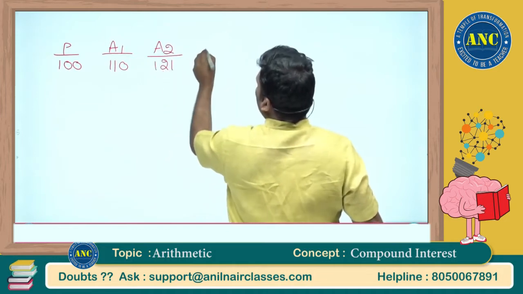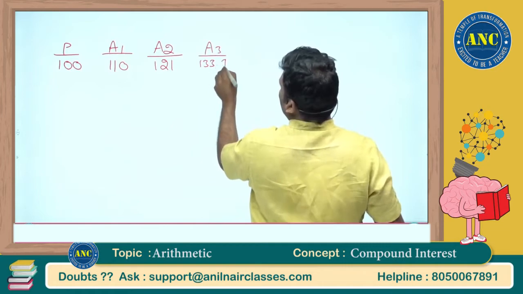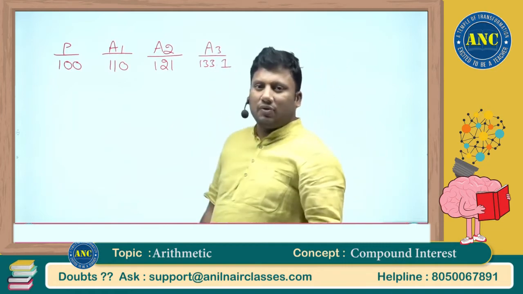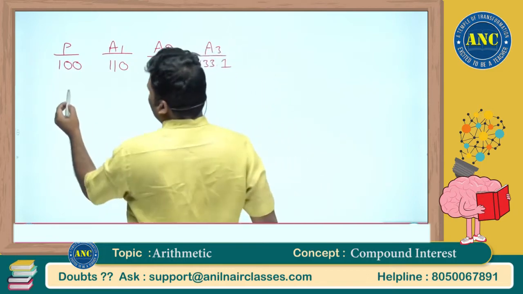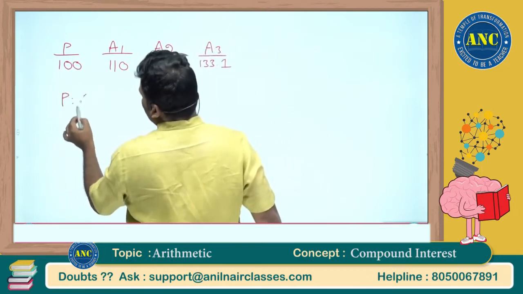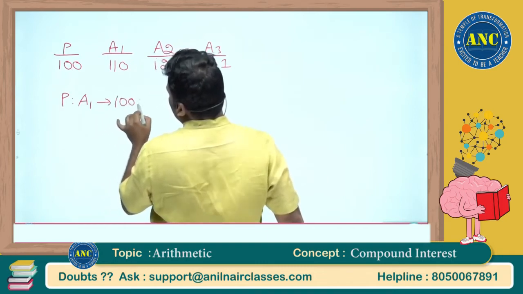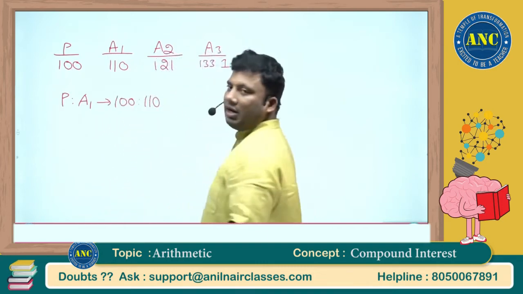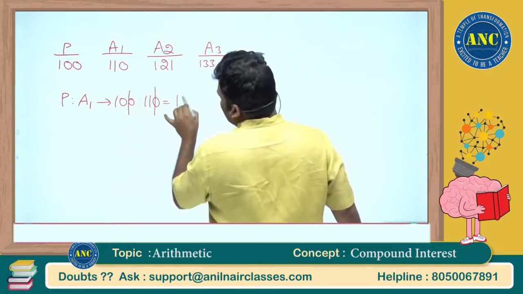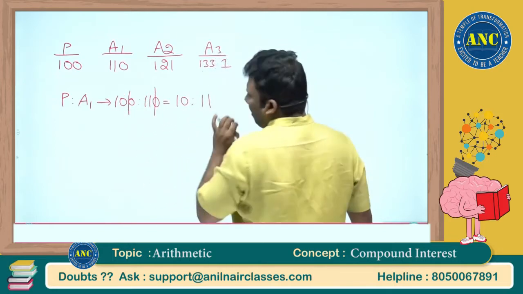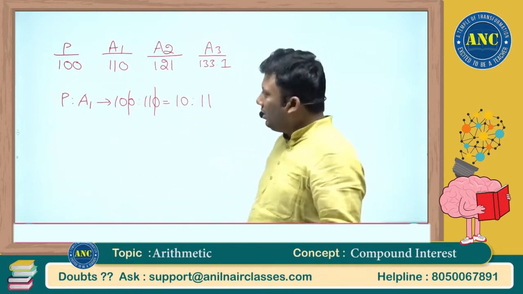121. Amount after third year, it is 133.1. Now listen very carefully, sir. Suppose I take the ratio of P to A1. P to A1 ratio is 100 to 110, so this is in the ratio 10 is to 11. P to A1, successive terms ratio, it is in the ratio 10 is to 11.